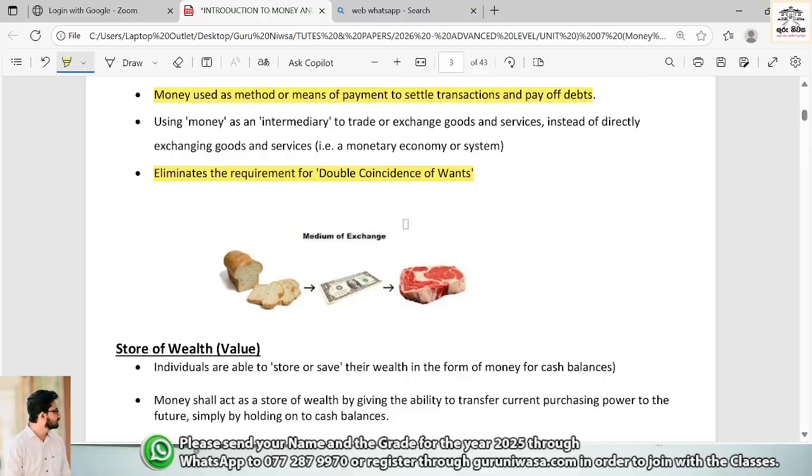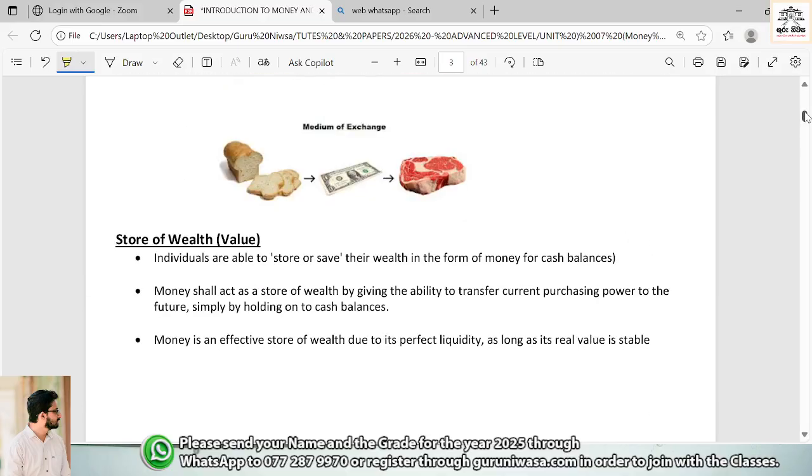Store of wealth. Simple. Store of wealth means individuals are able to store or save their wealth in the form of money.